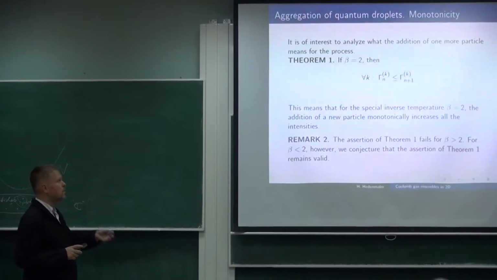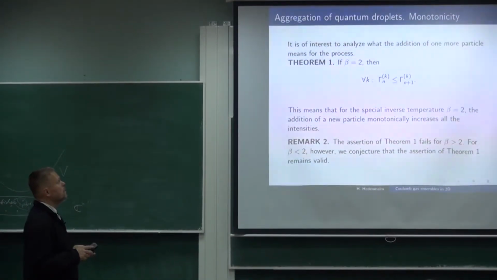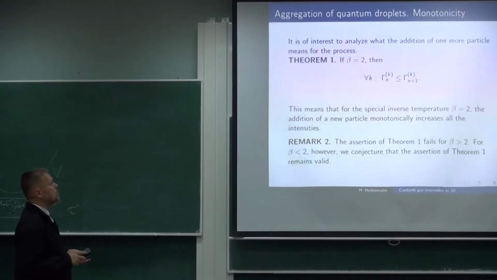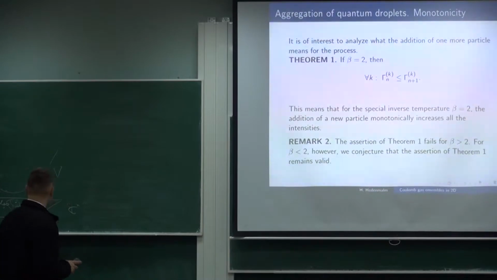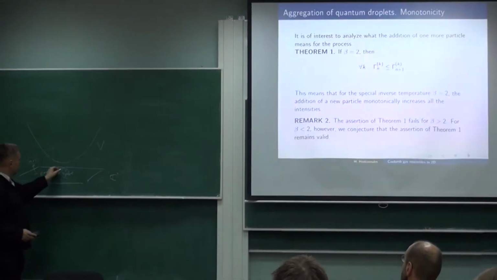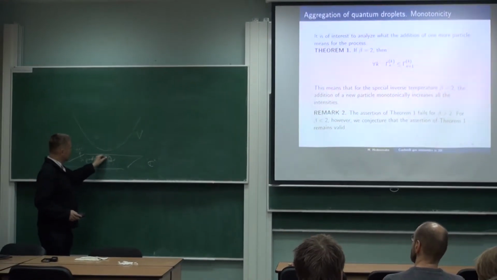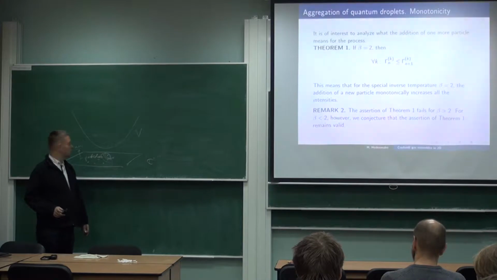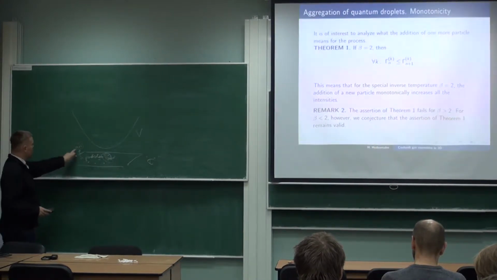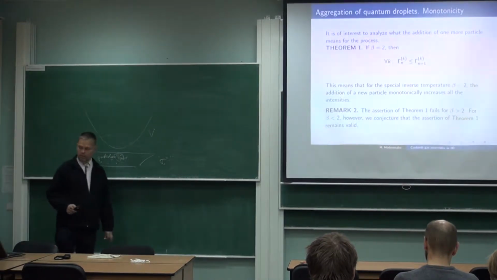So the assertion of theorem 1 is that for all potentials that are reasonable in terms of this integrability condition, which is needed, then you have this monotonicity: the probability, let's say, of finding one particle, the probability density of particles, is monotonically increasing everywhere in the plane if you add one more particle to the system.